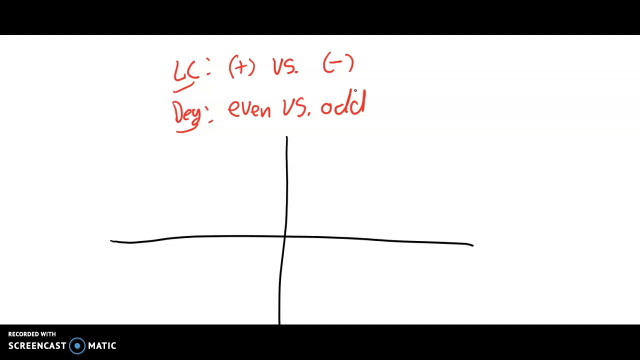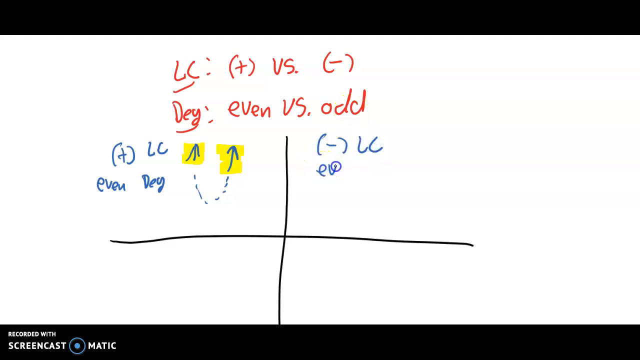So our first case is a positive lead and an even degree, which makes a nice upward parabola shape. I'm putting dots here because all we know for sure is what happens at the ends. The middle can change, but at the ends, it's going to go all the way up on both sides. What if we had a negative lead coefficient and still an even degree? Same shape, except we're upside down now because it's negative.